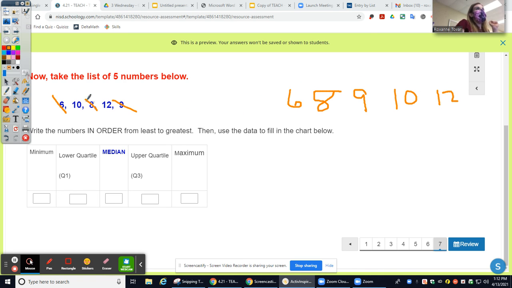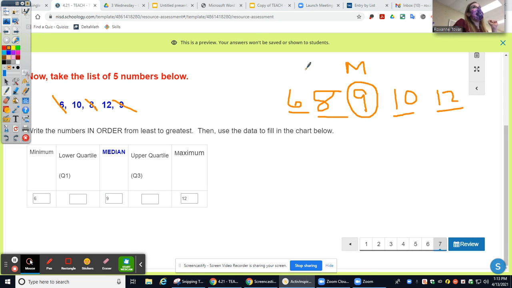Okay, so I'm going to go ahead and label what I know. I know my minimum is 6. My maximum is 12. So I'm going to find my median first. 1, 1, 2, 2. And I see that 9 is my median. So I'm going to go ahead and label 9 as my median.